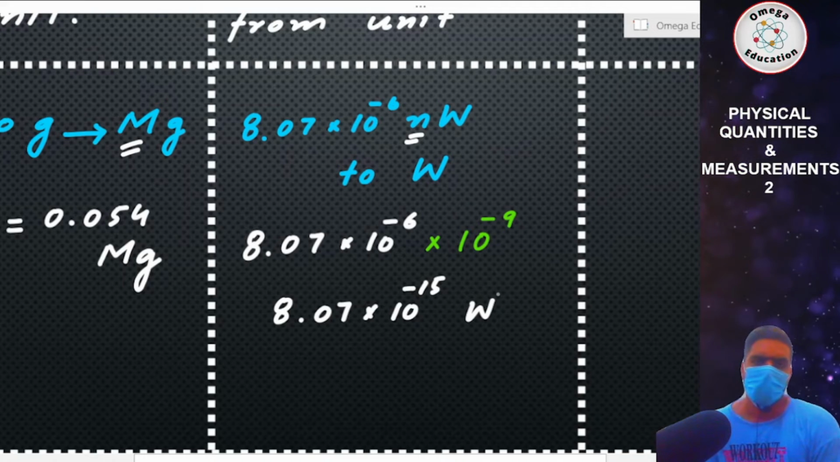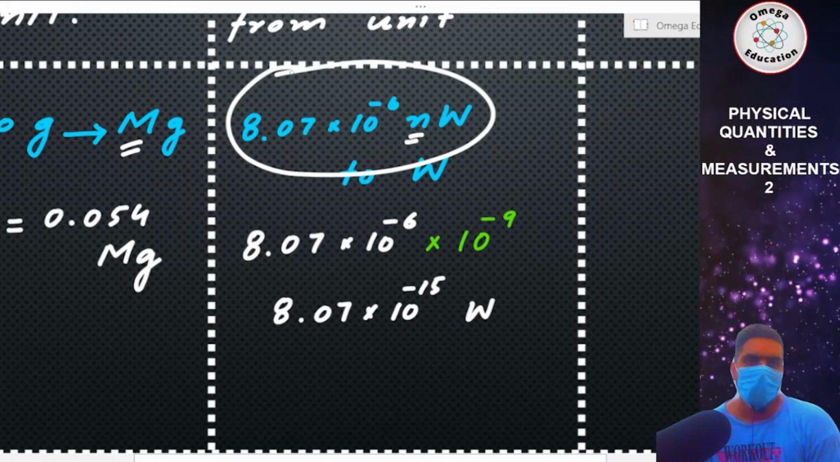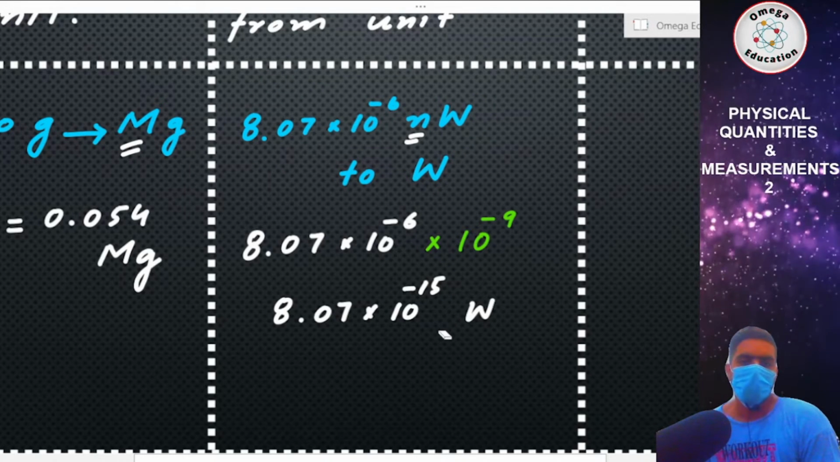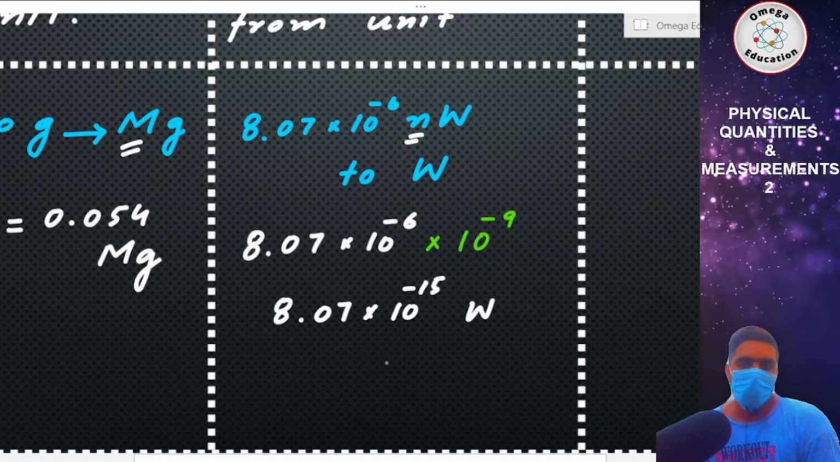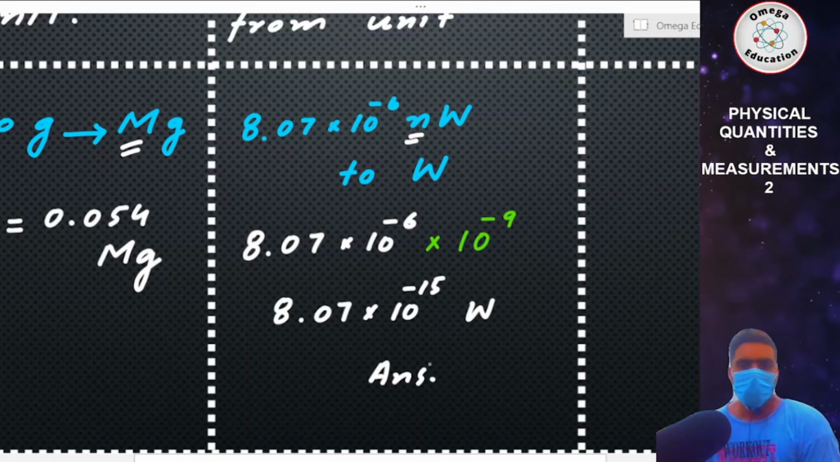So the physical quantity was previously with the unit nanowatts, and we remove the prefix nano from there, and we have the answer without the prefix. So this is what we do when we have to remove the prefix from a unit.